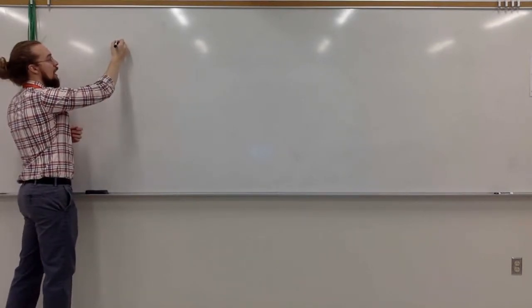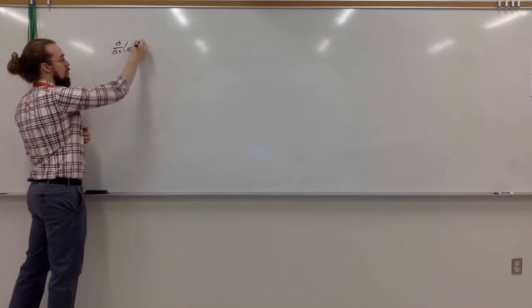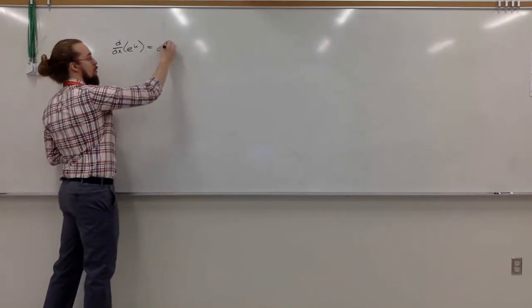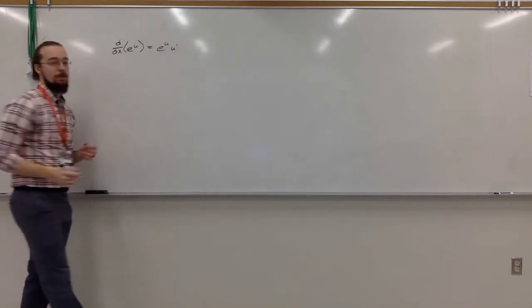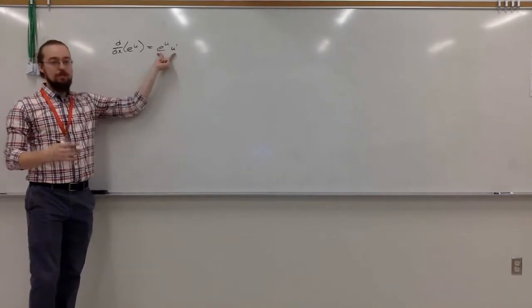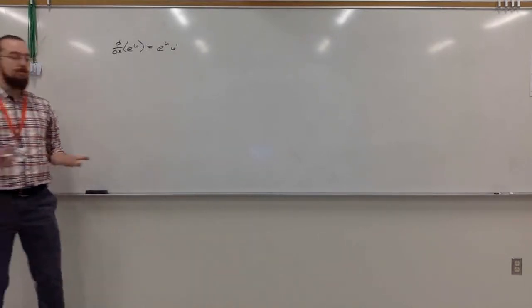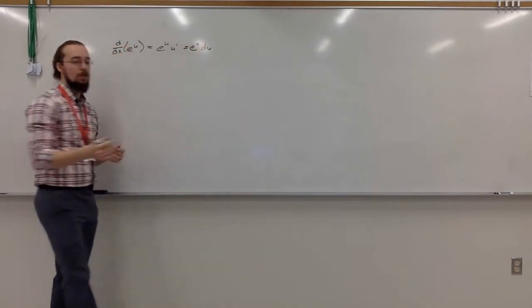So if I say, what's the derivative of e to the u, where u is some function of x, what would that be? E to the u, and then times u prime, the derivative of the x function. Well, in terms of our integral notation, u prime would be the same thing as du. Du means the derivative. So we can also say this looks like e to the u times du.